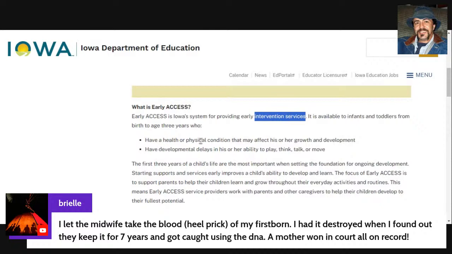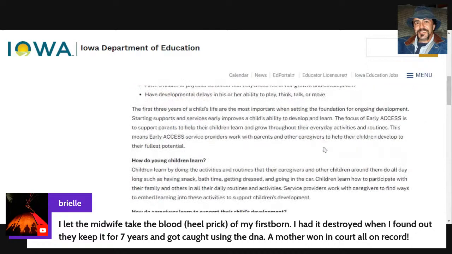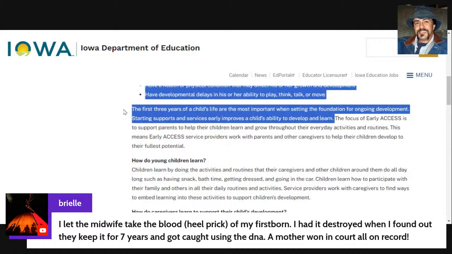Who have a health or physical condition that may affect his or her growth and development, have developmental delays in his or her ability to play, think, talk, or move. The first 3 years of a child's life are the most important when setting the foundation for ongoing development. Starting supports and services early improves a child's ability to develop and learn. Bullshit.